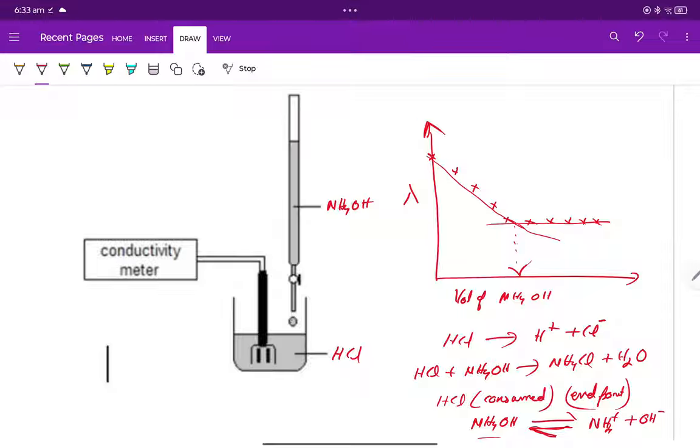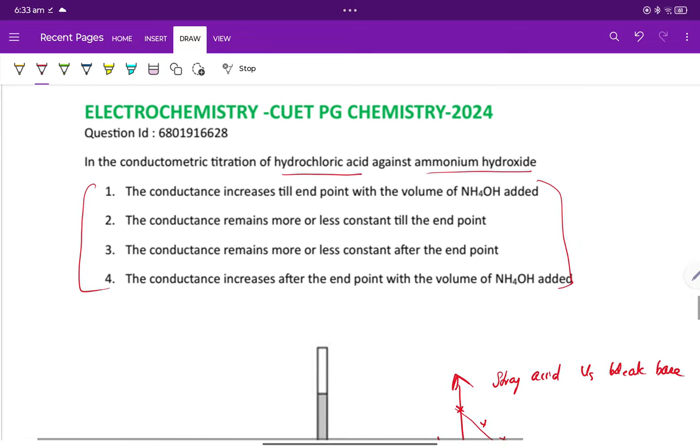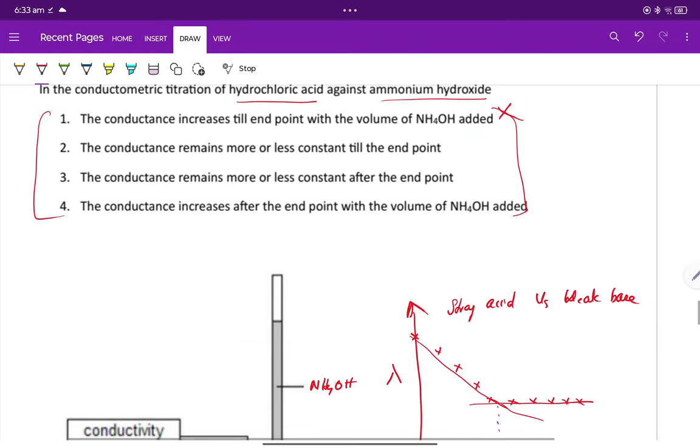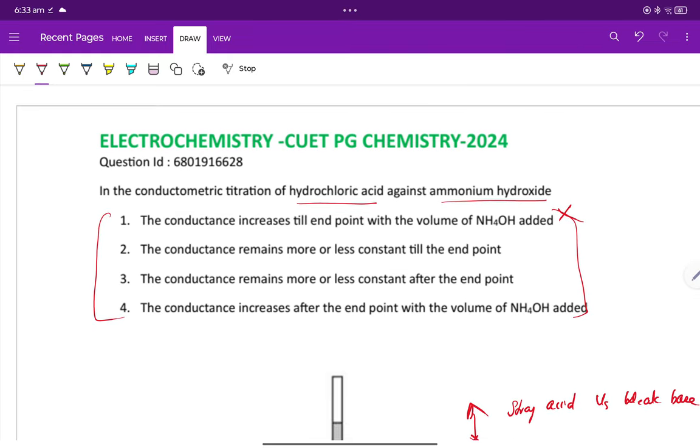So this is the correct explanation for this one. And so this is a strong acid versus weak base titration. Now you check the options. So which are the options? Conductance increases till the end point. No, that is not the correct one. It is actually decreasing. Conductance remains more or less constant till the end point. No, the conductance is decreasing, so that is not the correct one.